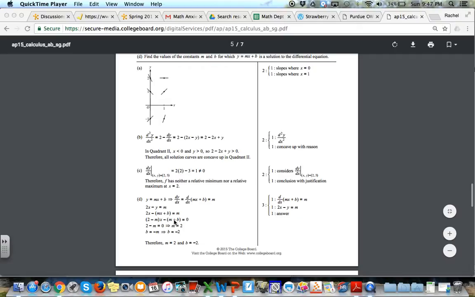So if that's the case, then b equals negative m. Then m equals 2, b equals negative 2. So 2 and negative 2. We can revisit that tomorrow if we need to.